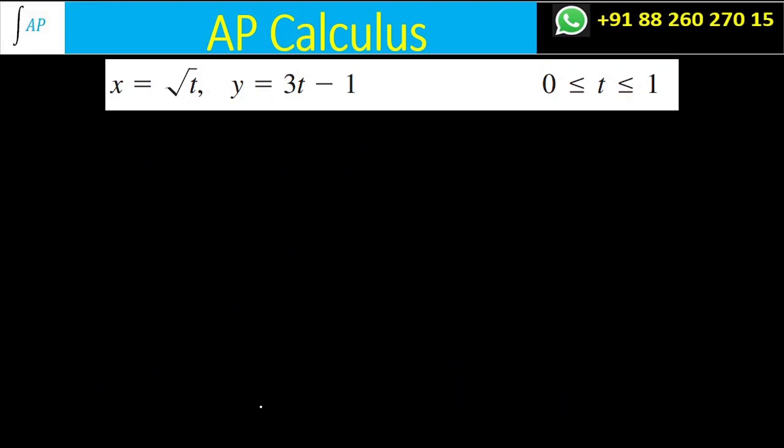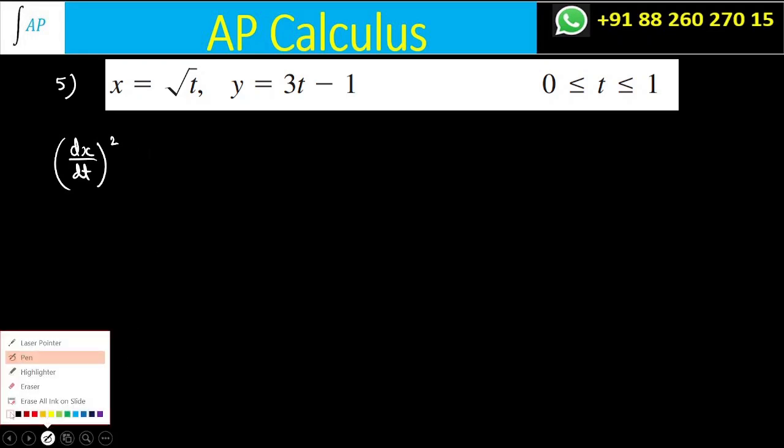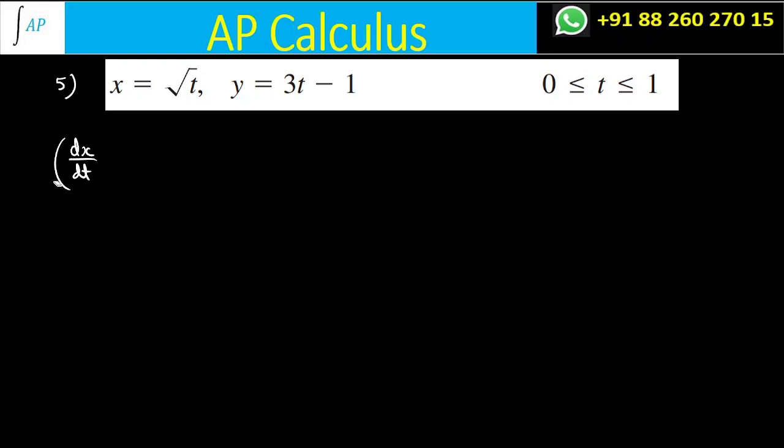Now let us see the last question. Question number 5. X and Y are given like this. Here again the same process we have to do. Dx over dt whole square, or first let us do only the dx over dt. When we do the dx over dt, differentiation of root t is 1 upon 2 root t. These are some shortcut methods which you should remember, like root t differentiation is 1 upon 2 square root of t. Therefore dx over dt whole square will be equal to 1 upon 4t.